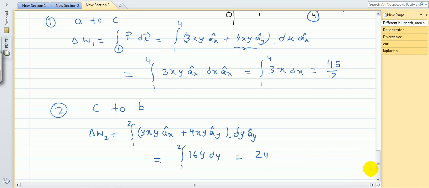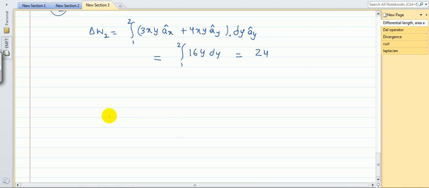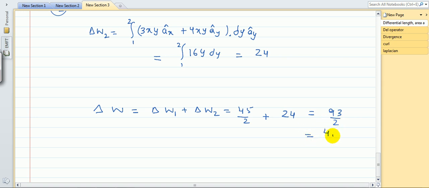So the net work done, that is delta W, I can write as delta W1 plus delta W2. Delta W1 was 45 by 2 and delta W2 was 24, and if I solve this, it comes as 93 by 2, or we can write 46.5 joule. So this is the solution for this problem.